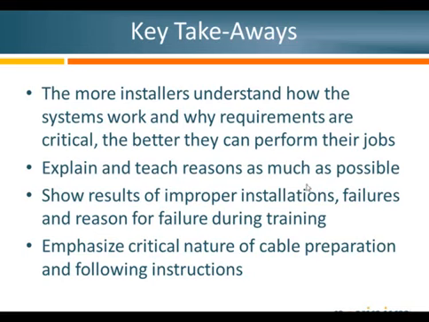So teaching, explaining as you're doing the training is very, very critical to the workers, as well as training them to do that correctly. And then give them examples of what happens, show them failures and the reason for the failures. Give them examples of what happens when it's not properly installed or prepared.